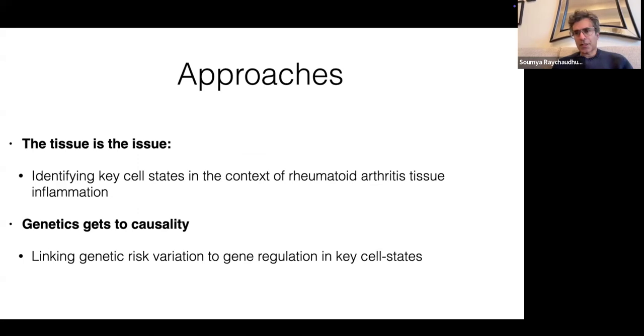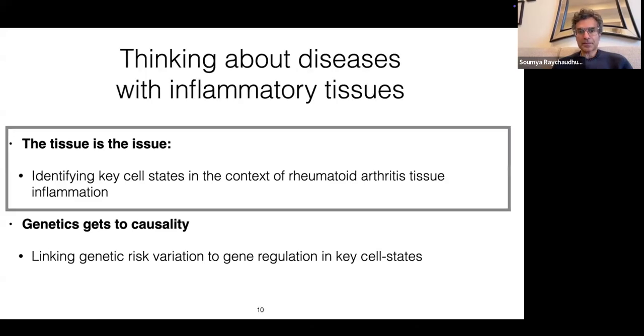So the two approaches that we sort of take is one, looking at the tissue, as I mentioned, identifying key cell states with single cell genomics in rheumatoid arthritis, and trying to understand what the architecture of inflammation is. And then the second is looking at genetics. And I'll just summarize some of the high level work that we've done in RA before I dive into some of the methodological challenges. So let me start by talking about tissue.